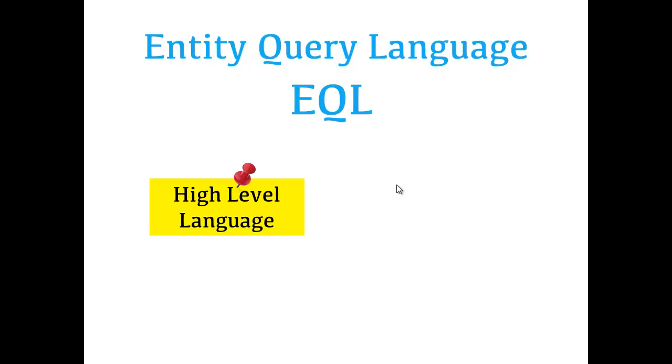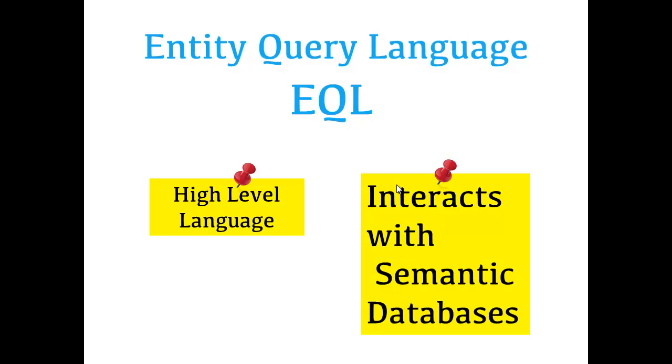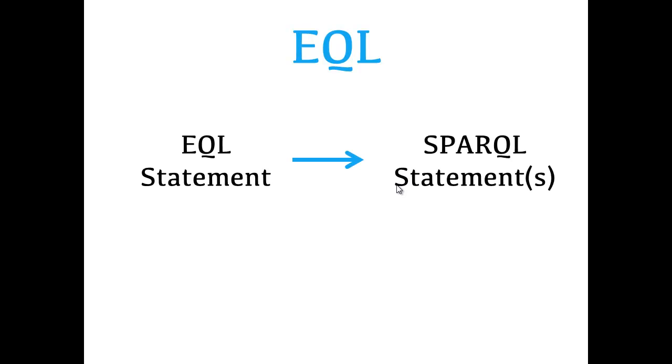The entity query language EQL is a high-level language that interacts with semantic databases. Its purpose is to simplify the creation and manipulation of semantic data. EQL generates SPARQL, and everything that is done in EQL can be done directly in SPARQL, but EQL provides a more concise and intuitive path to achieve the same results.